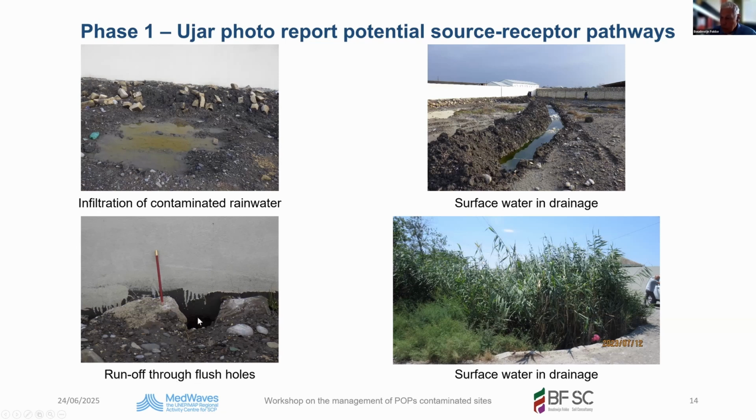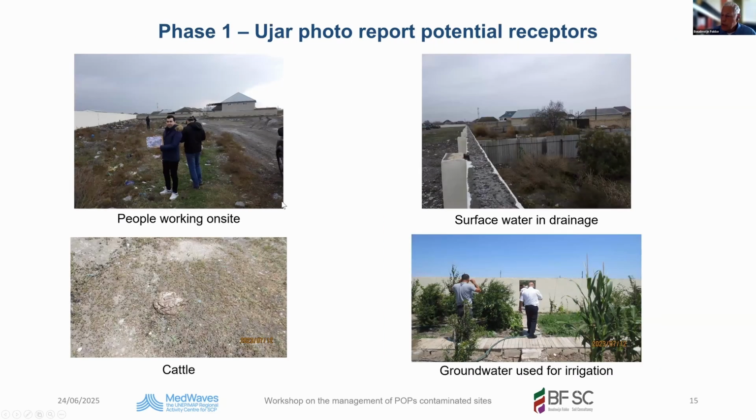They have constructed a new wall, but they did not compact the soil very well. So at non-compacted locations, due to excessive rainwater, flush holes under the foundation of the wall took care of the migration of contaminants, soil particles. And here surface drainage went outside the site, onto the public area. So this is also a pathway far away from the site itself. These are the receptors: people working on site, surface water in the drainage, cattle, and here the groundwater. These are the receptors. And this is how you make a photo report.